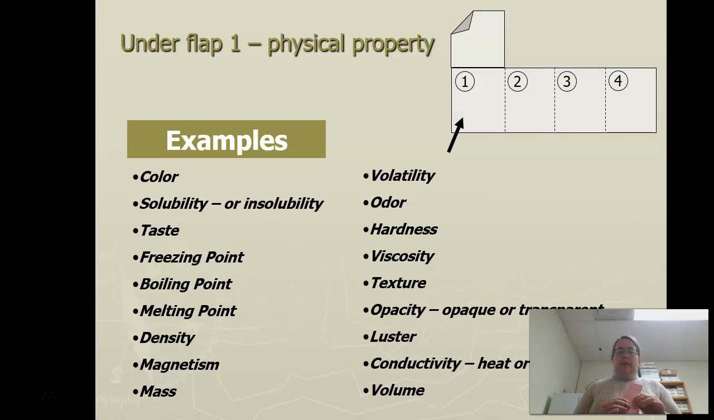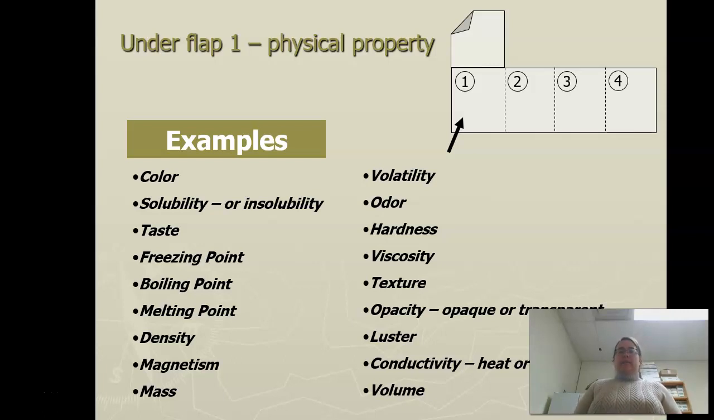So underneath flap 1, on the bottom part right here, okay, so here's my flap, physical property on the front, definition on the top. On the bottom, we're going to talk about some examples. So some examples of physical property are color, if it's soluble or insoluble, which means can it dissolve in a liquid? How does it taste? At what point does it freeze? At what temperature will it boil? At what temperature will it melt? Its density, which we're going to look at later next week.